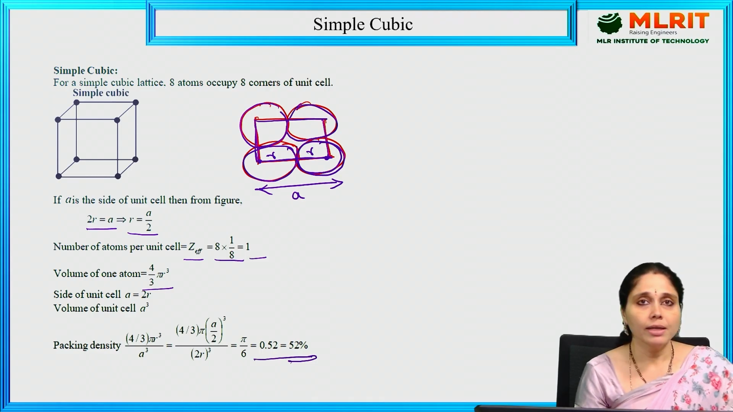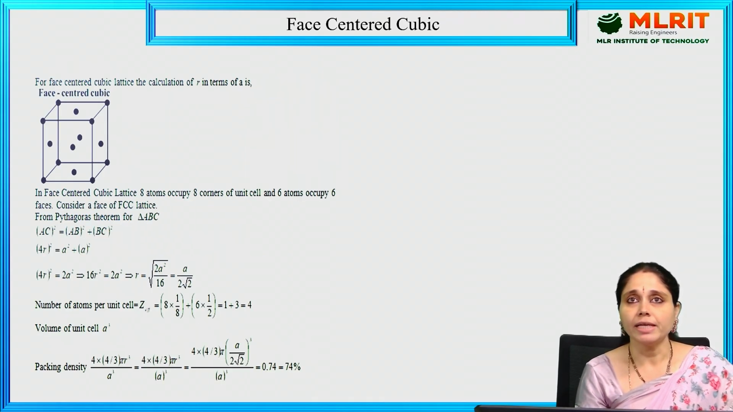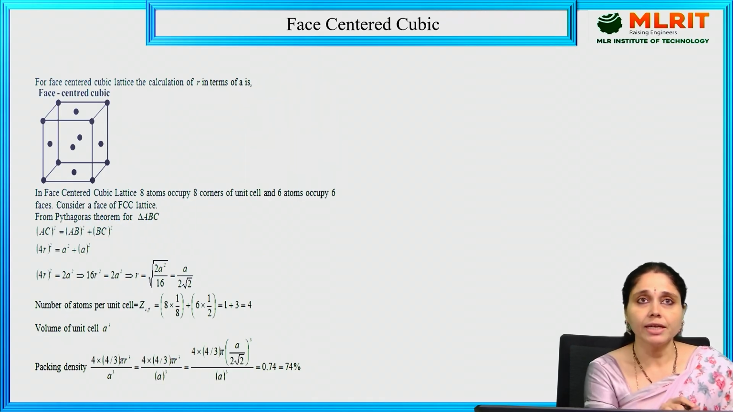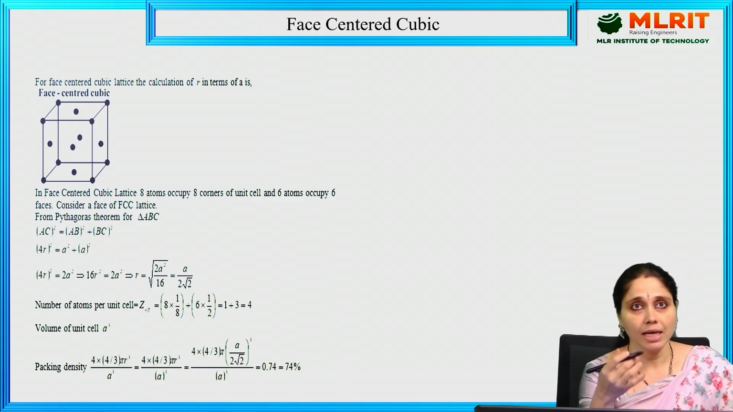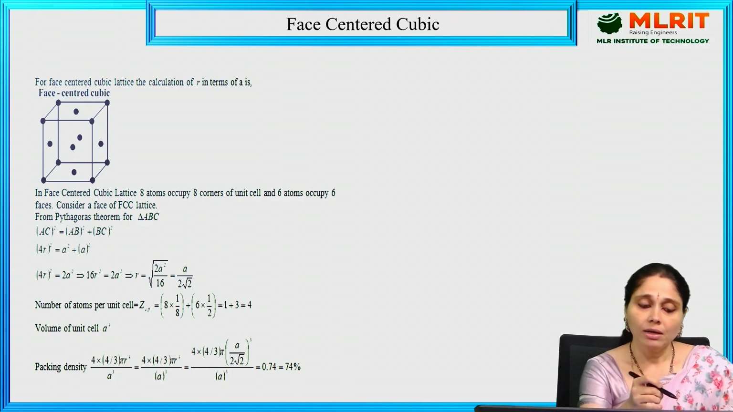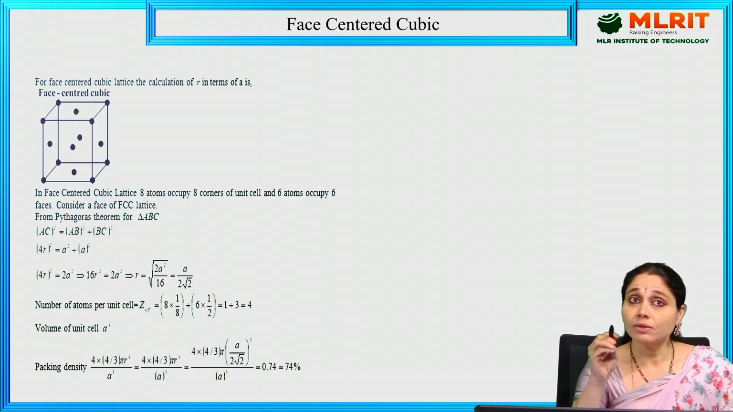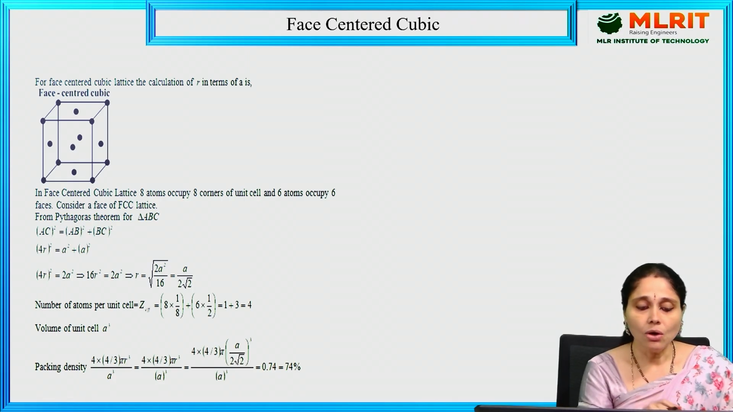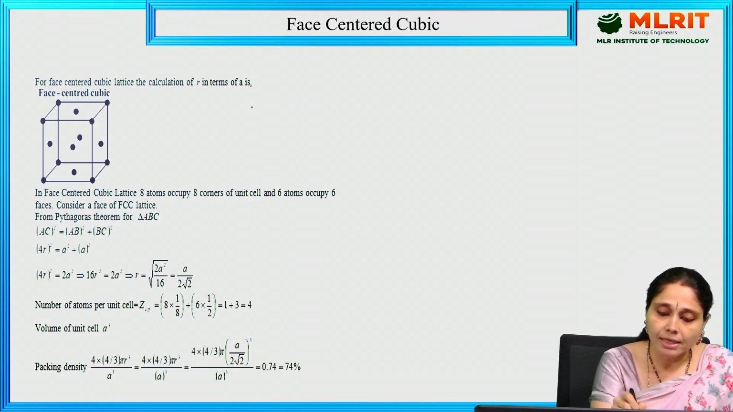Next, coming to the face-centered cubic structure. As we already saw in the previous lecture, each and every face has 1 atom at the face center, and 8 atoms at the 8 corners of the unit cell. So the face-centered lattice has 8 atoms occupying 8 corners of the unit cell, and 6 atoms occupying 6 faces. So now consider the face-centered lattice. Let us consider it like this.